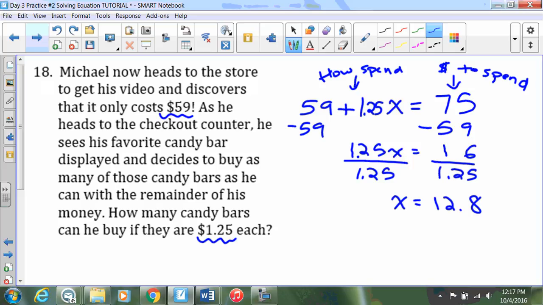So that means he doesn't have quite enough for 13 candy bars. He can only buy 12. And so you'll notice that when we're spending money, we always have to round down. And when we're making money, we round up. That's the difference between these two problems.